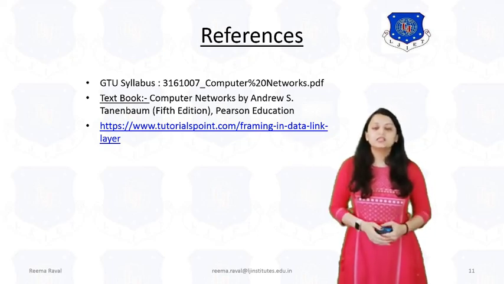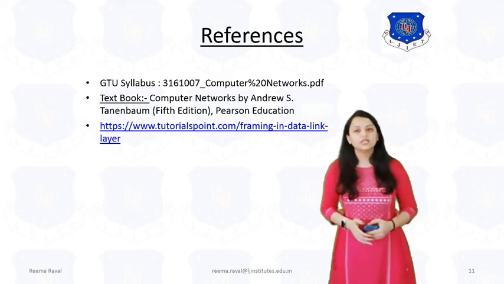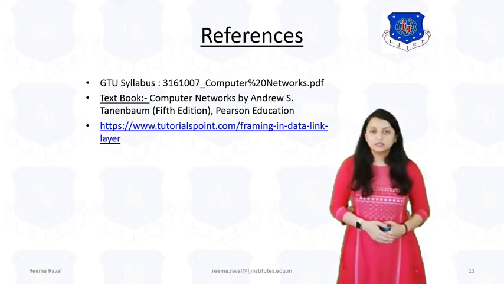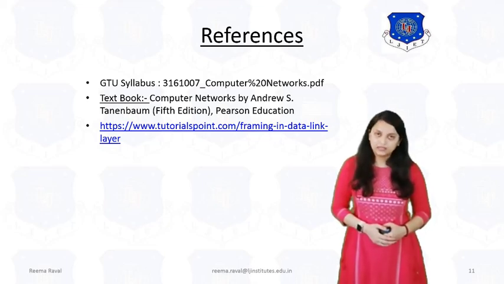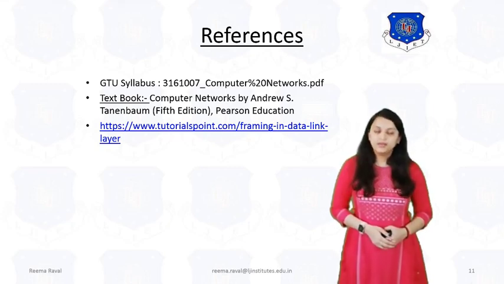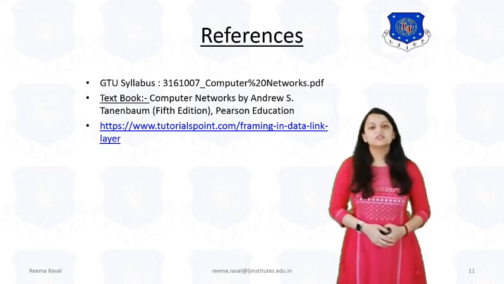I repeat again, in this session we have seen the important concept of framing. You have to remember the framing methods. There are 4 types of framing methods. First one is character count. Second one is byte stuffing. Third one is bit stuffing. And the last one is physical layer coding violations.